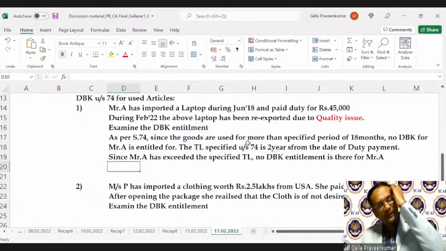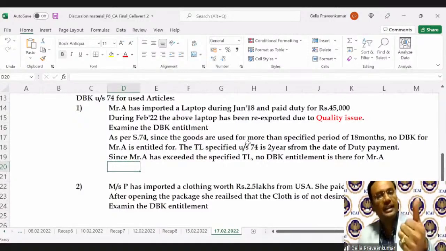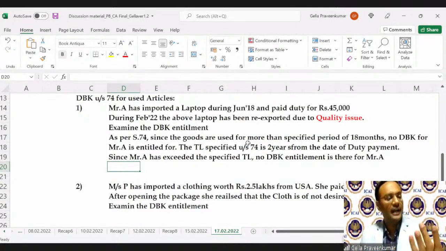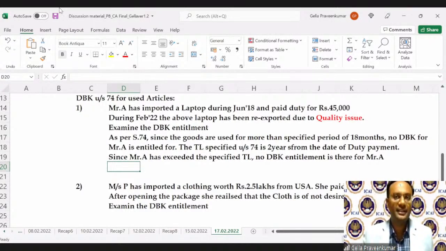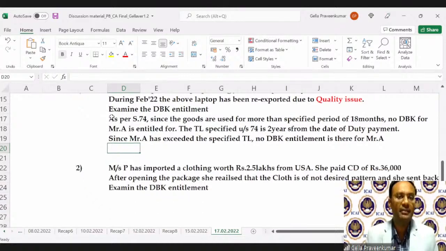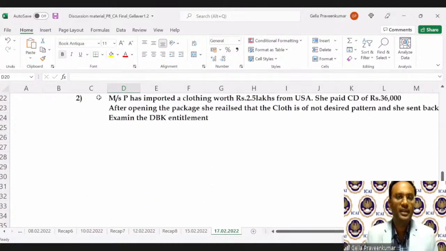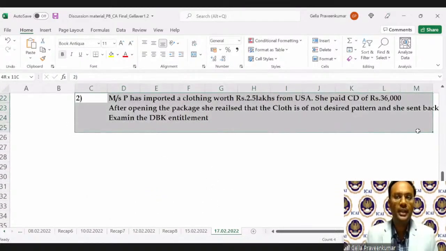So here, the first condition, I have to see the usage. The second condition, I have to look at this term of 2 years. Since both are not met, first one itself is not met, I can very well say that he is not entitled. Let's look at question number 2. Mrs. P has imported clothing worth 2.5 lakh from USA. She paid customs duty of 36,000. After opening the package, she realized that the cloth is not of the desired pattern and she has sent it back.